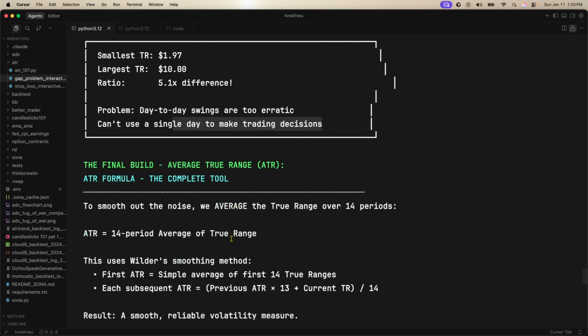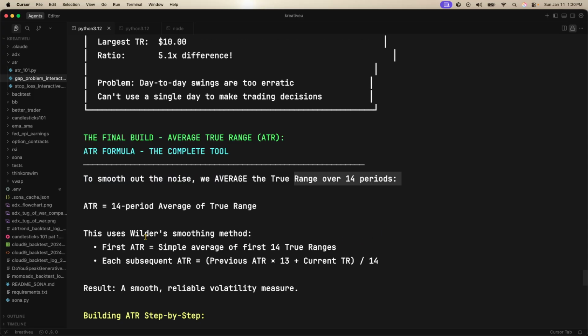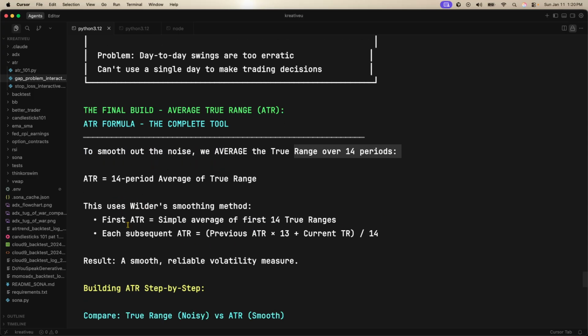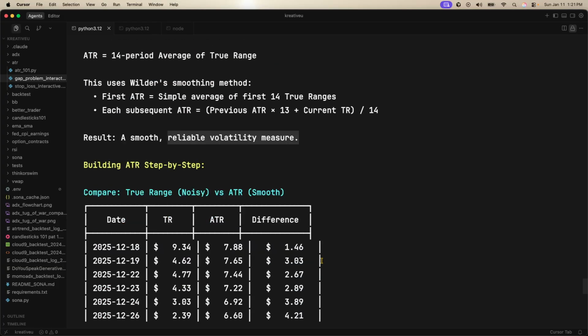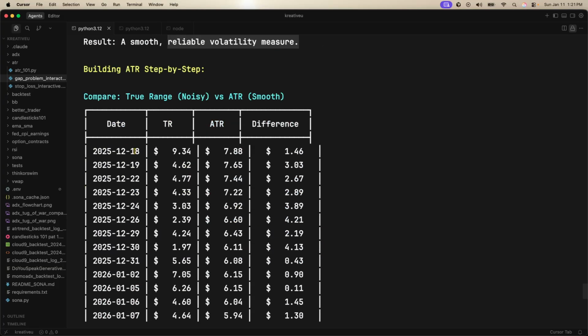The final build is to smooth this out. We need average true range over 14 days, right? This is the Wilder smoothing method. The first ATR equals the simple average of the first 14 true ranges, and each subsequent ATR is the previous ATR times 13 plus the current true range, divided by 14. The result is a smooth, reliable volatility measure. Step by step in order to build it.